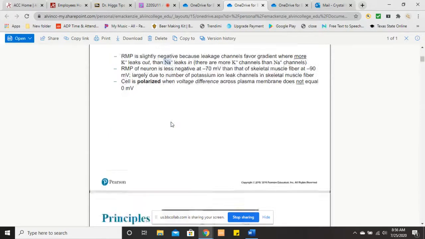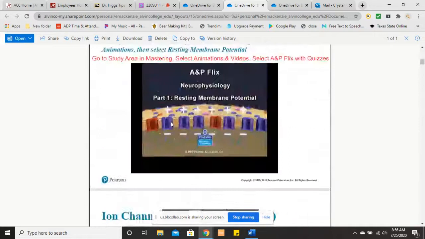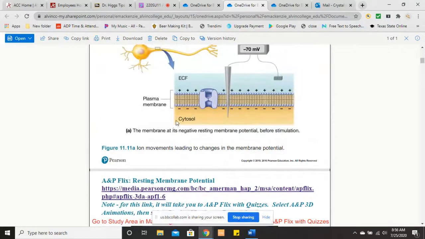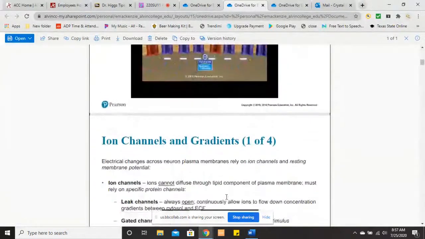It's a numbers game. Think about the numbers game. I told you kick out 3 sodiums for every 2 potassiums you let in. You're kicking out more positive stuff than you're letting in. So that over time you become negative on the inside and positive on the outside. Now your sodium potassium ATPase is establishing your resting membrane potential. It's kicking out too much positive stuff, so you're positive on the outside, and letting in too little positive stuff to the point where you're negative on the inside. So that's your resting membrane potential.